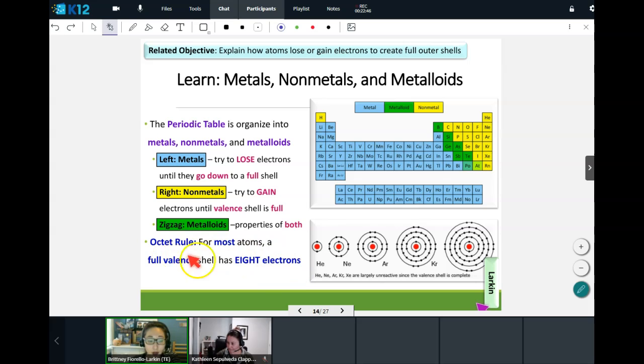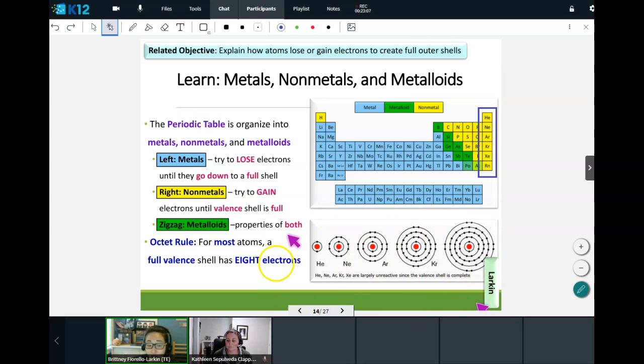So for most atoms, remember that based on our octet rule, a full valence shell has 8 electrons. But take a look here. Helium, neon, argon, krypton, xenon, and radon. We have pictures of them down here. All have full valence shells. Notice helium only has 2 electrons on its valence, but that's because the smallest shell we mentioned last week can only fit 2. The rest of them do have 8 valence electrons.